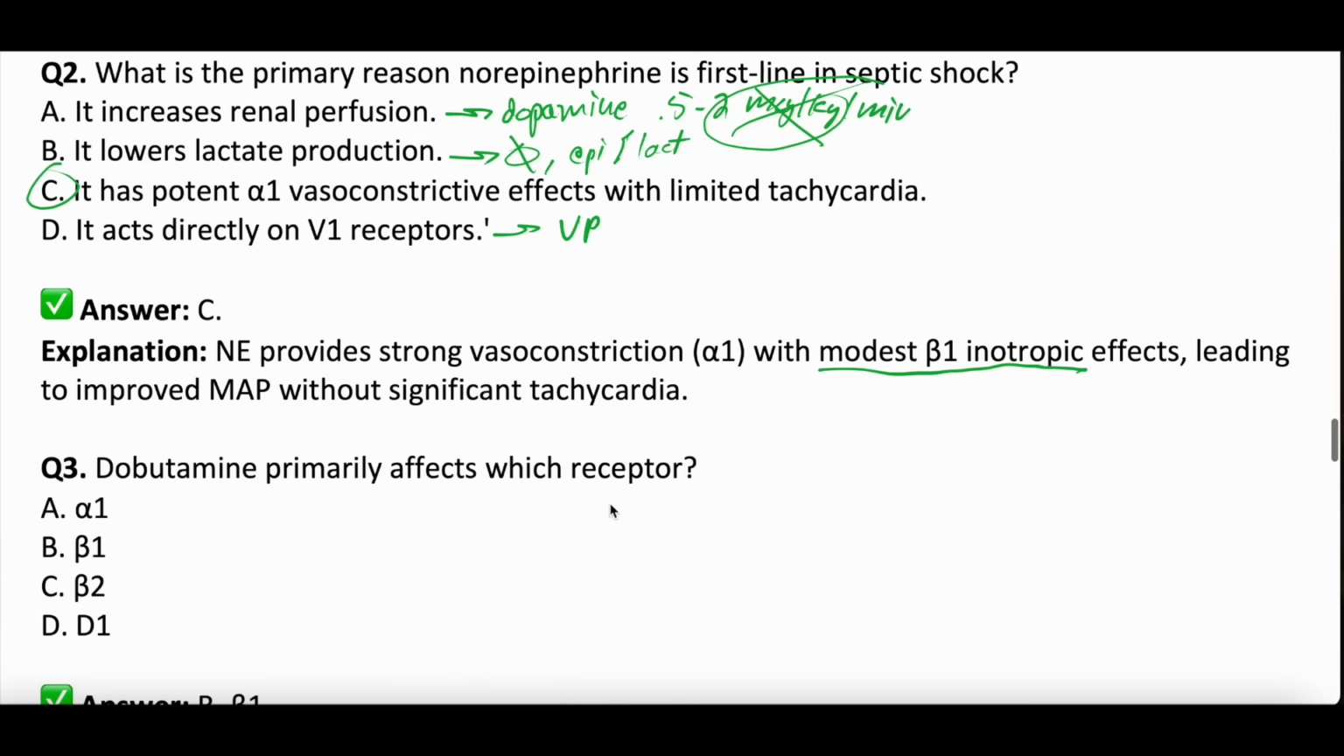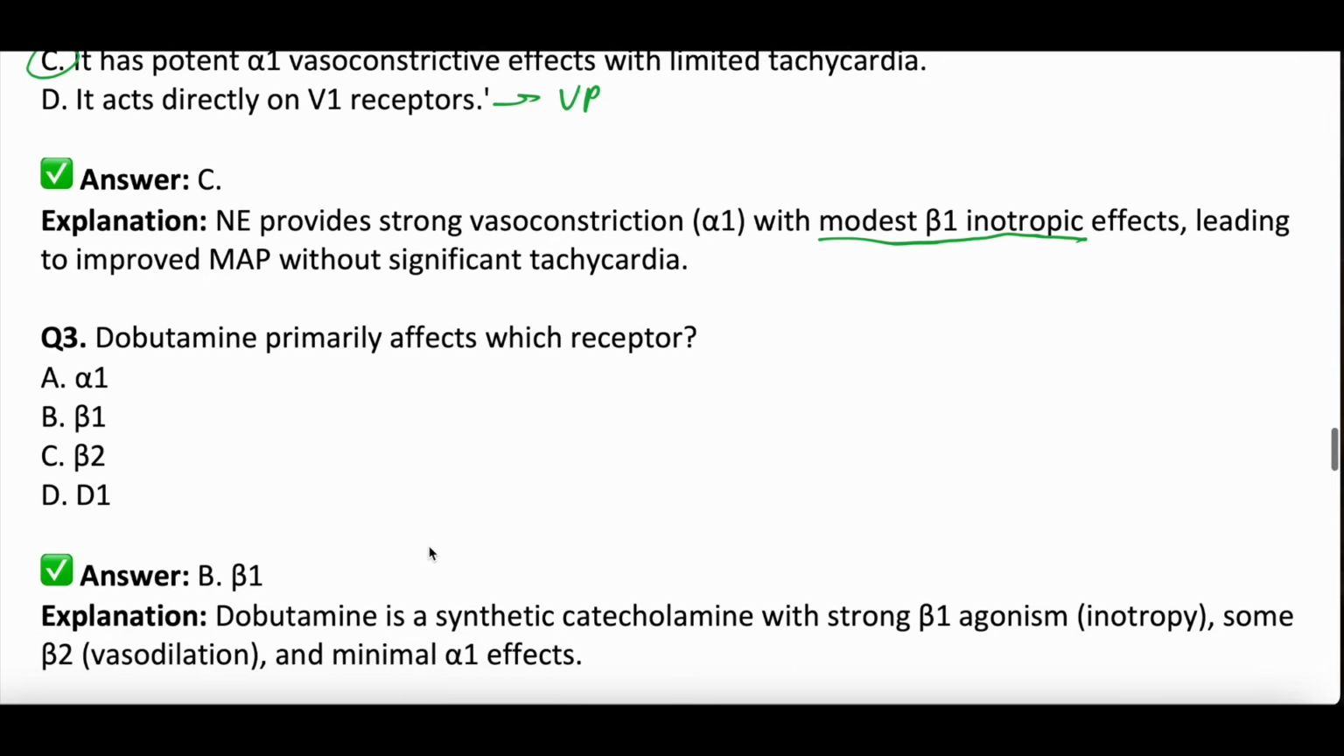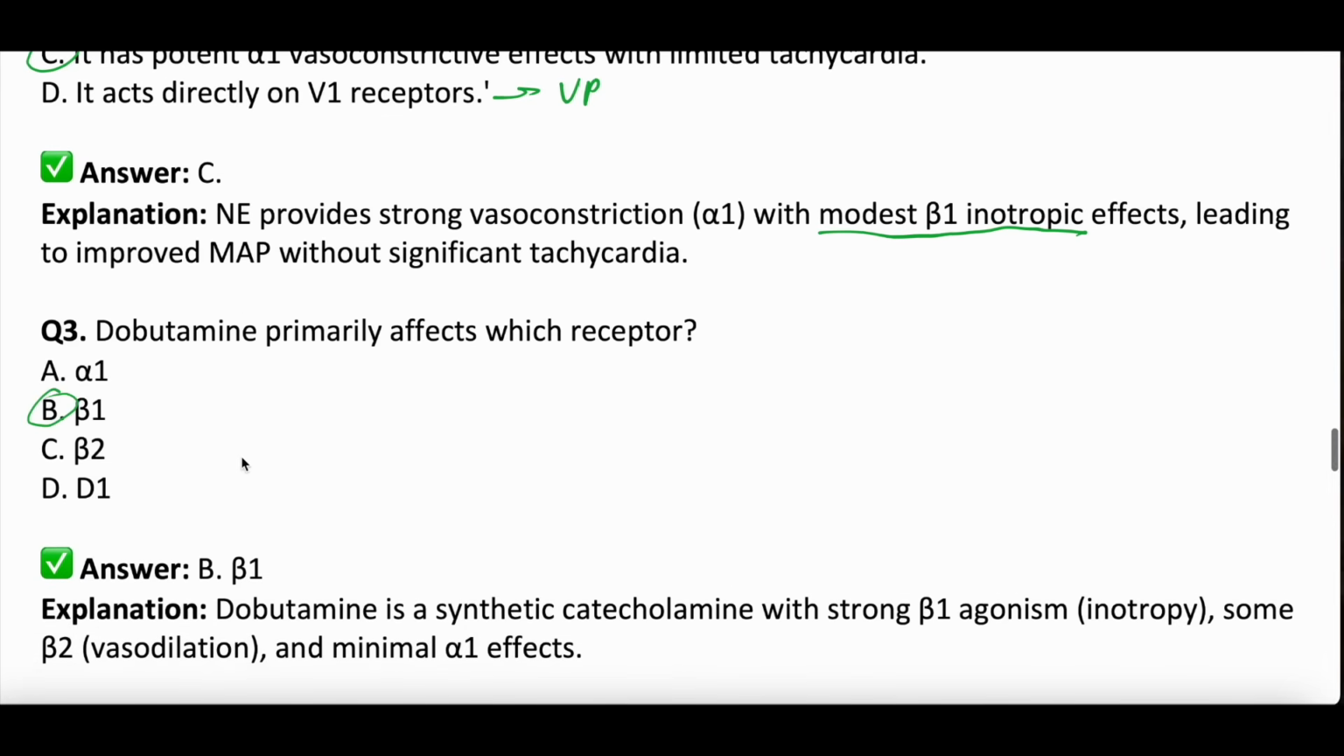All right, question number 3. Dobutamine primarily affects which receptor? A, alpha-1, B, beta-1, C, beta-2, or D, dopamine 1? Pause here if you need to. The answer is beta-1. B for beta-1 receptors.